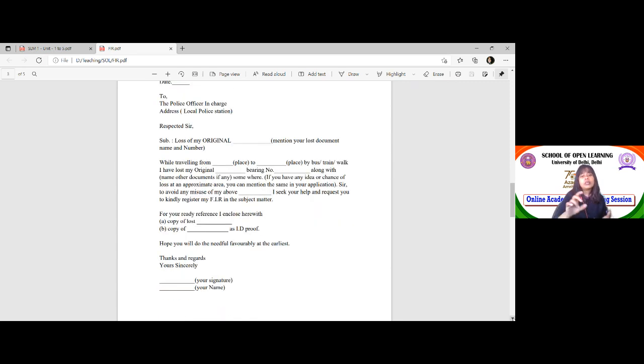So then you write for ready reference, then you write this format, for ready reference, I enclose herewith. If you have a copy of whatever is lost, you usually have Xerox copies, right? You attach that so that the police knows what it looks like. And you also give an ID proof. So Aadhaar, voter, driver's license, whatever, you give a copy of your ID proof. Then you end it saying thanks and regards, yours sincerely, your signature and your name.